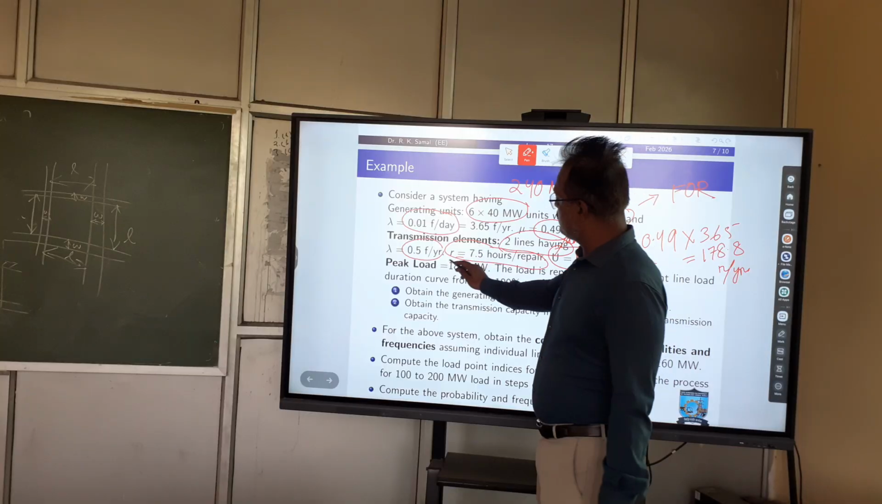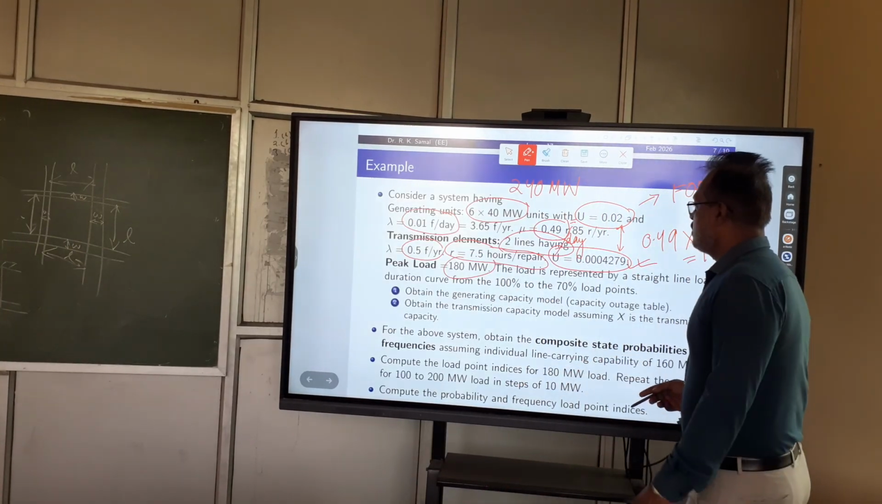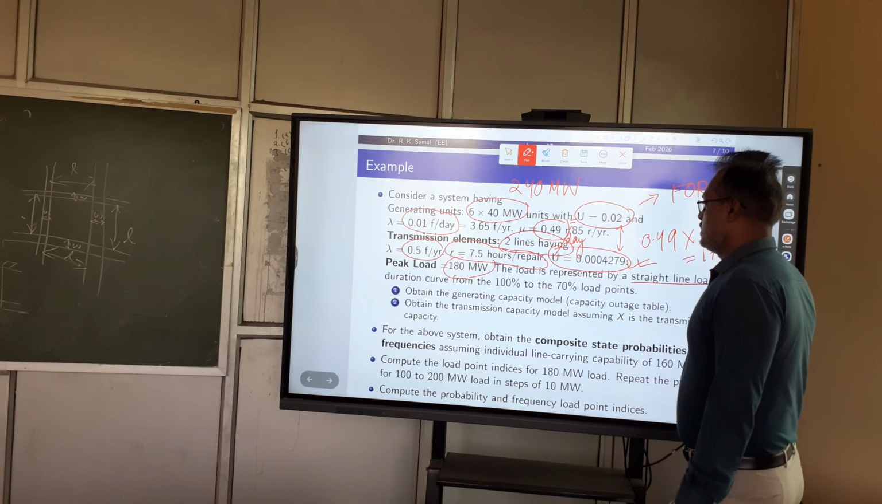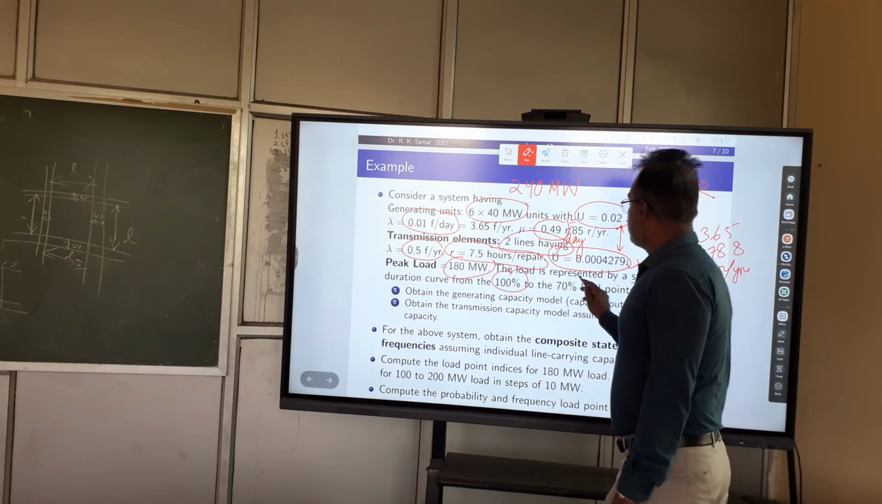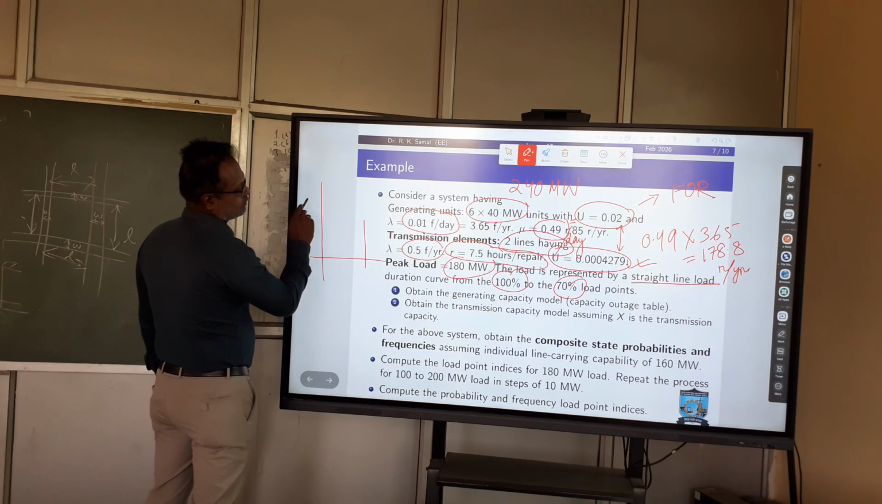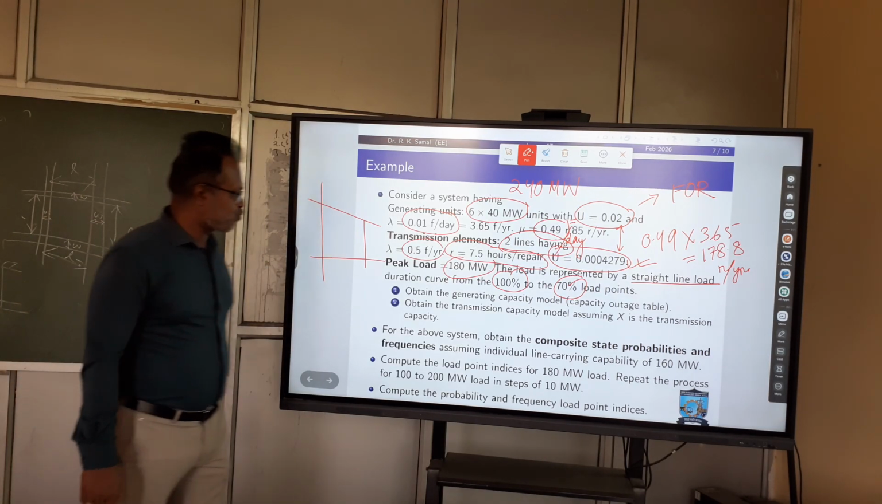Peak load is 180 megawatt. Mention all the salient points mentioned. Peak load is 180 megawatt. The load is represented by a straight line load duration curve, 100 to 74 percent. So this is the load duration curve.